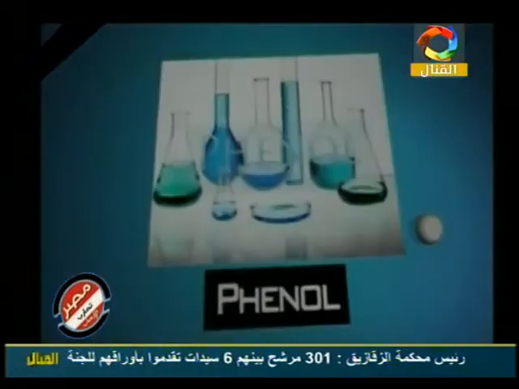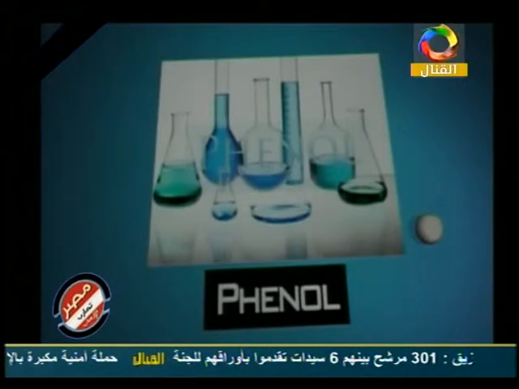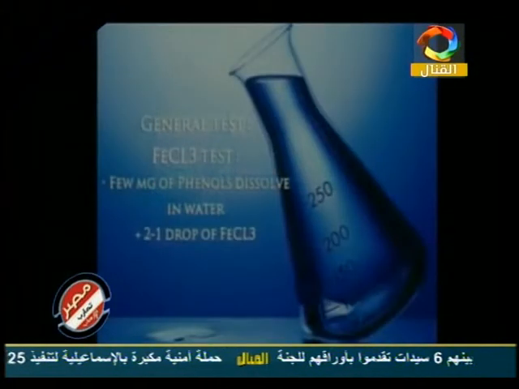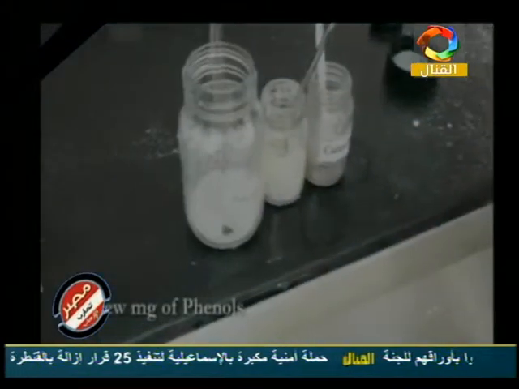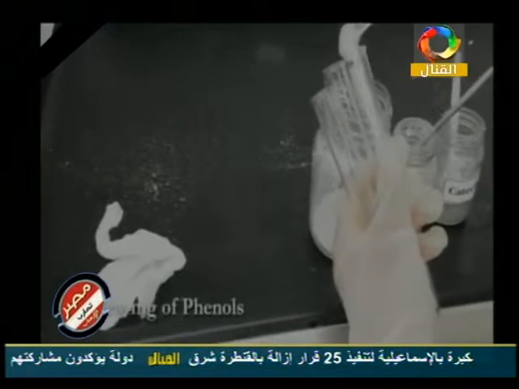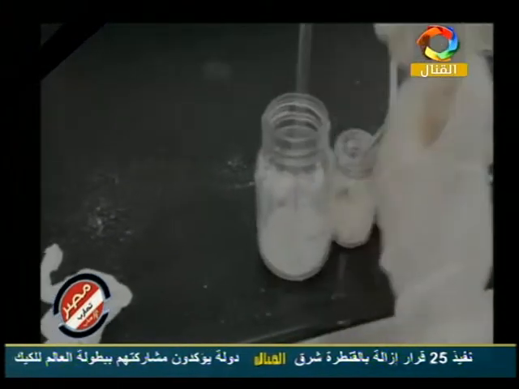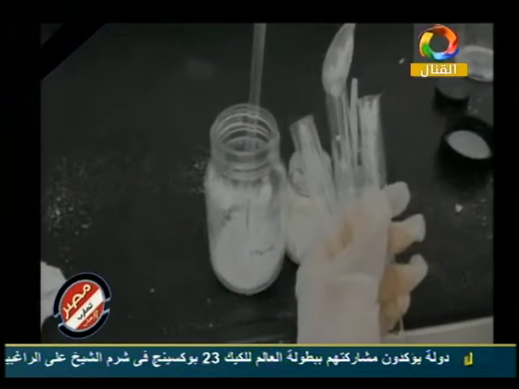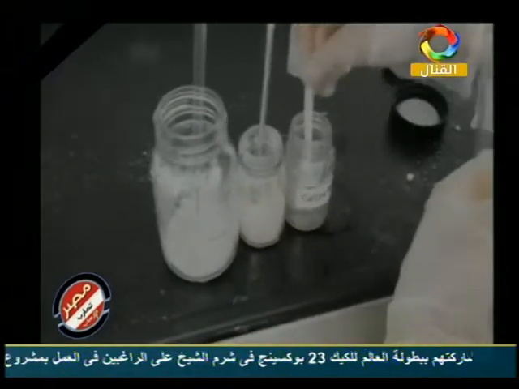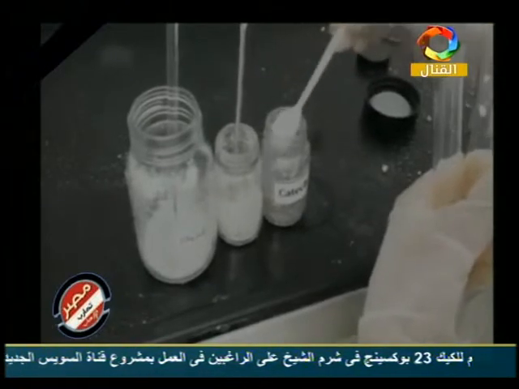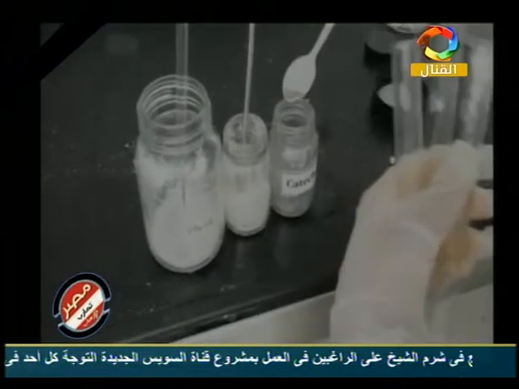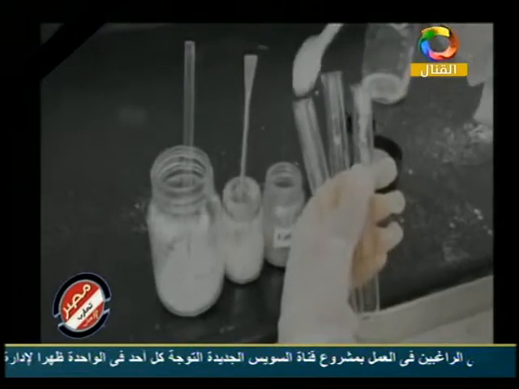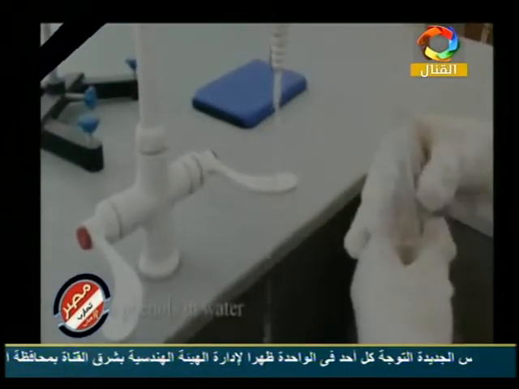Let's go. We have here the phenol. Phenol means the compound that we use in many industries. We add a few milligrams of phenol. We have some kind of reaction that happens with phenol. So we have this small amount of phenol and add some amount of catechol and some amount of pyrogallol, to make differences between them. The difference between these types: phenol, catechol and pyrogallol.